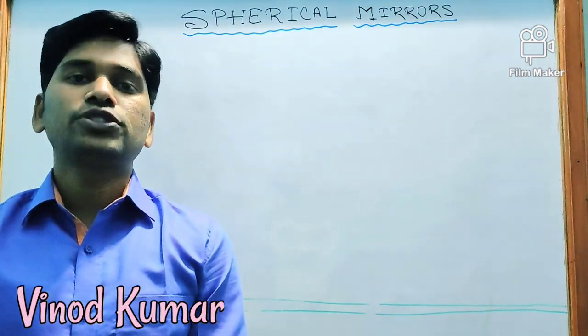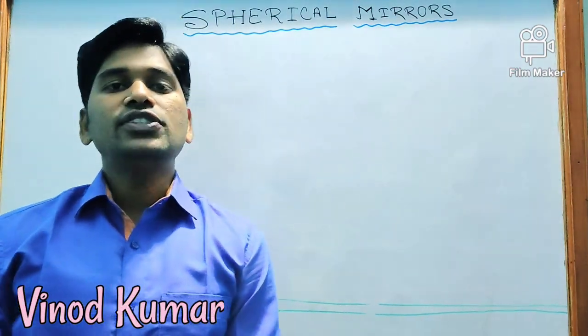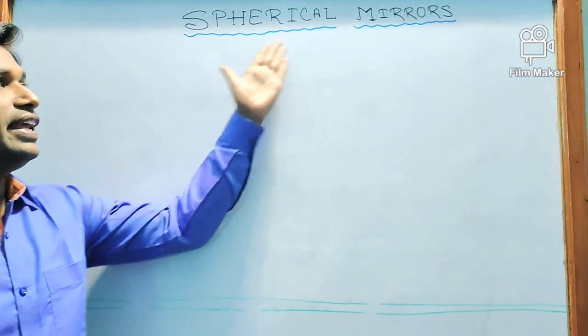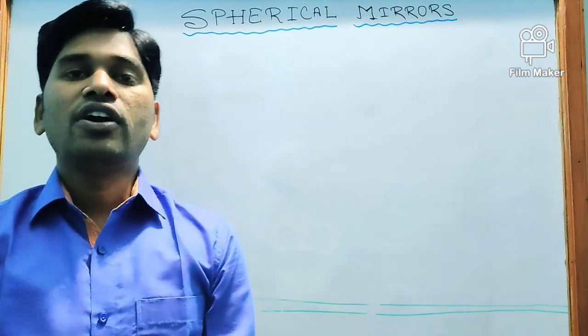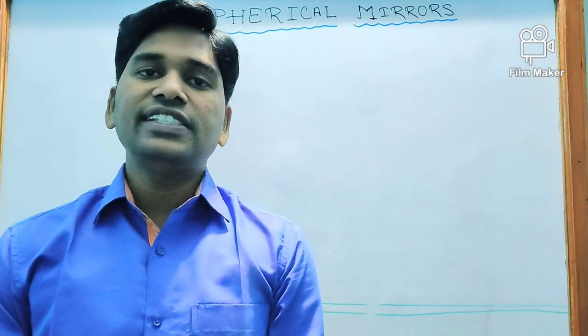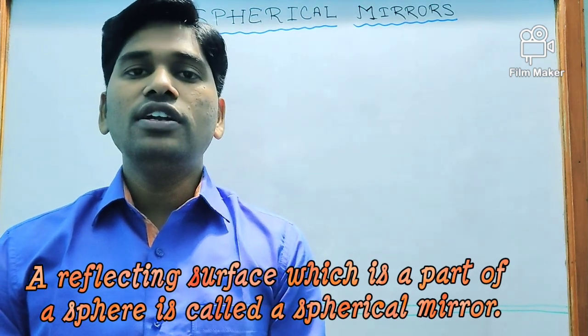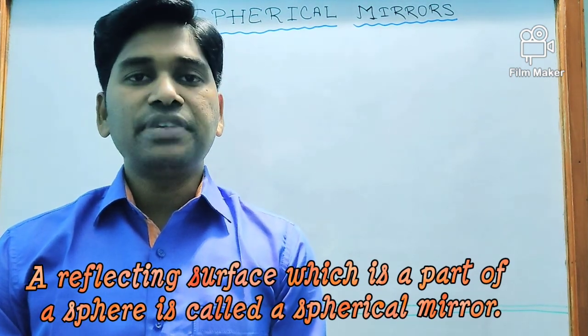Welcome dear students. In this video I am going to explain about spherical mirror. A reflecting surface which is a part of a sphere is called a spherical mirror.